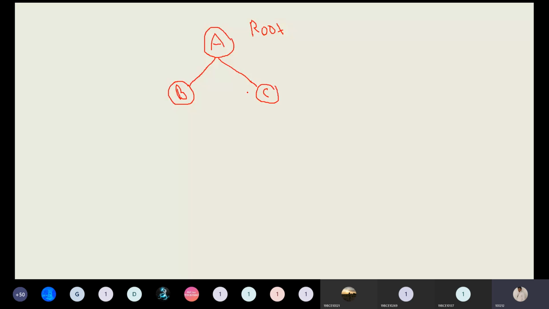B and C are not connected to more nodes, so B and C are also recognized as leaf nodes right now. A is not a leaf node, because A is an internal node, or we can say it is the root node because it's the first node. So B and C are not internal nodes right now; they belong to the external nodes because nothing more is connected to them. Now I'm connecting more nodes over here: D, and for this I'm taking E. Here I'm connecting F.